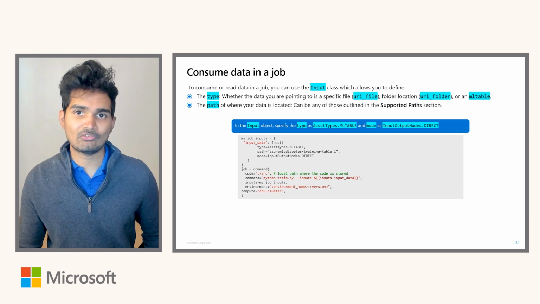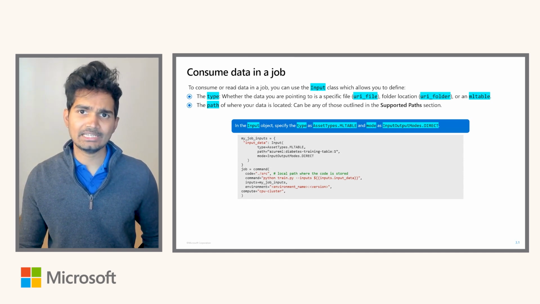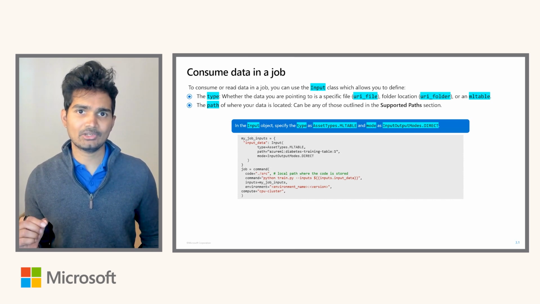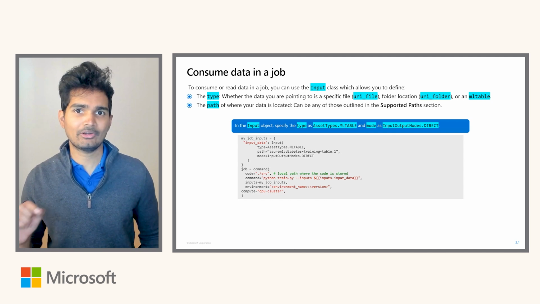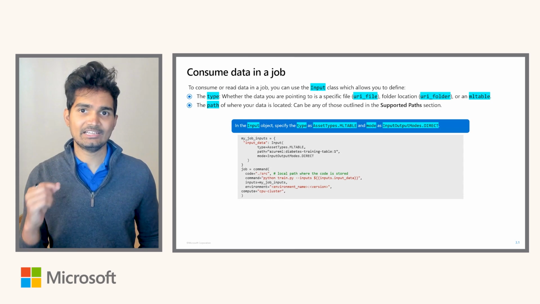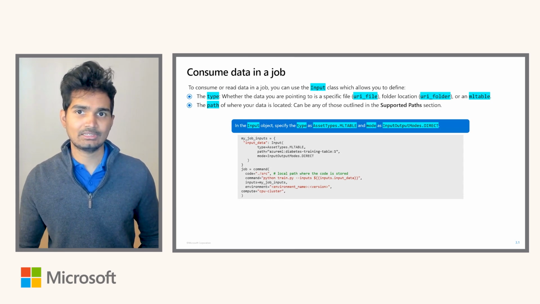To consume or read data in a job, you can use the input class. This is important because it allows you to define both the type and the path of where the data is located, ensuring proper data handling in your machine learning workflows.